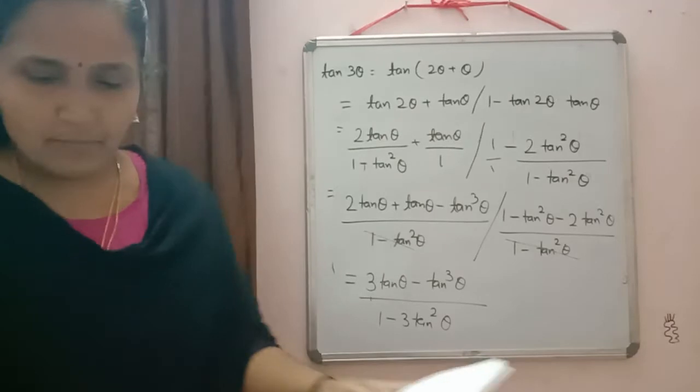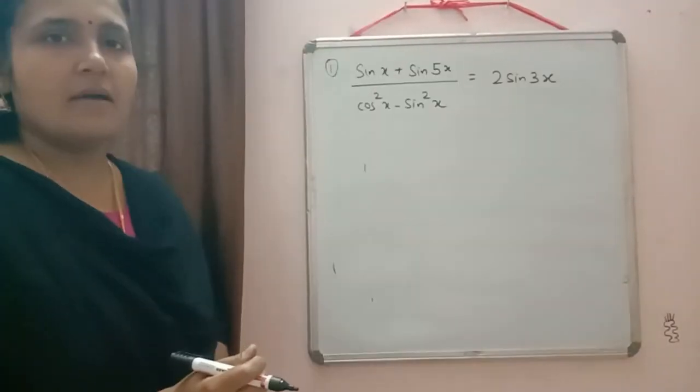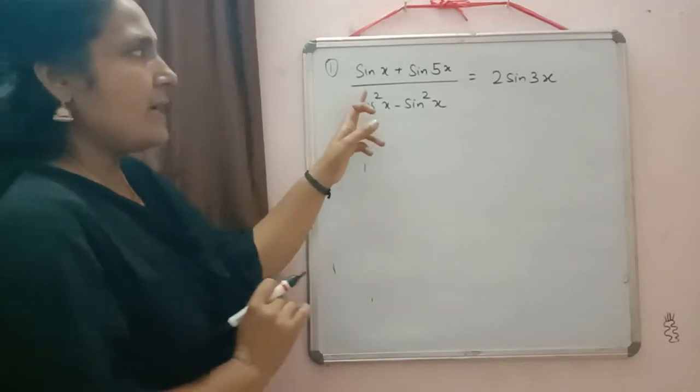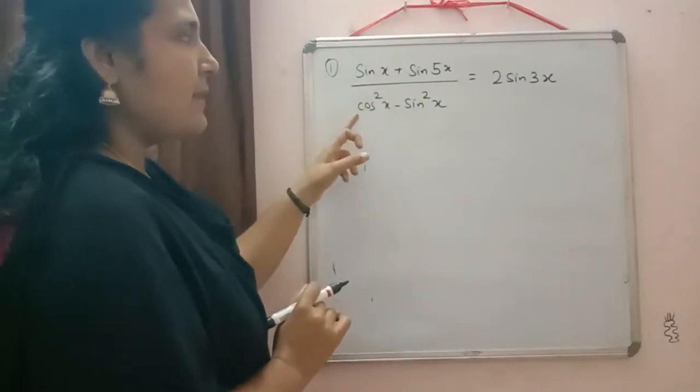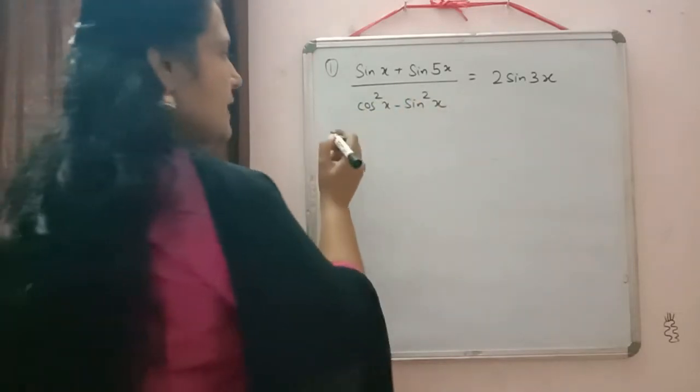Write down, prove the following. In prove the following, first question is prove that sin x plus sin 5x by cos square x minus sin square x is equal to 2 sin 3x.